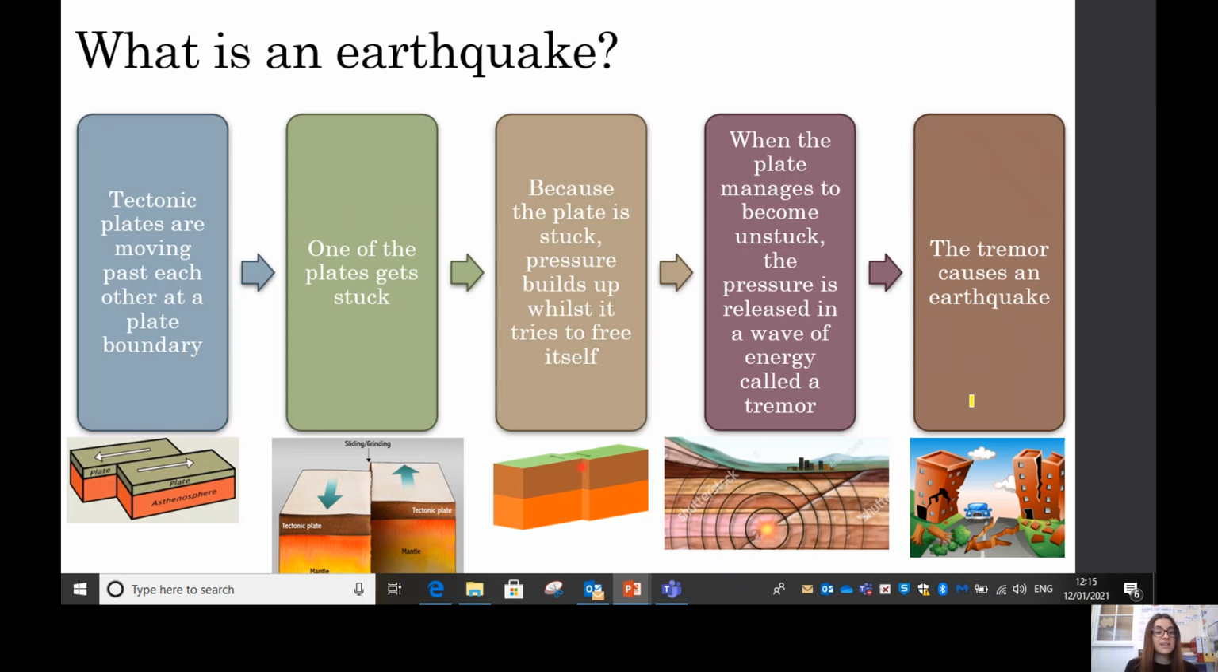So first thing that happens is that tectonic plates are moving past each other at a plate boundary. 2, one of the plates gets stuck. 3, because the plate is stuck, pressure builds up whilst it tries to free itself. 4, when the plate manages to become unstuck, the pressure is released in a wave of energy called a tremor. 5, the tremor is what causes an earthquake.